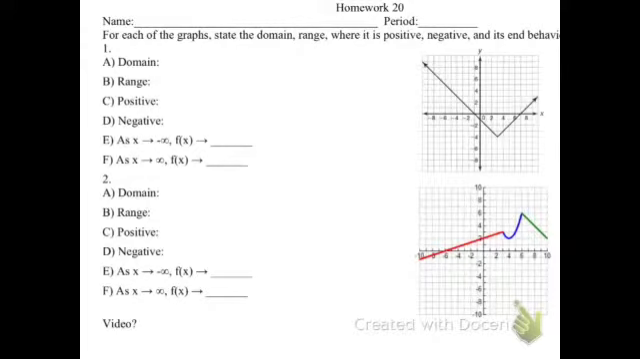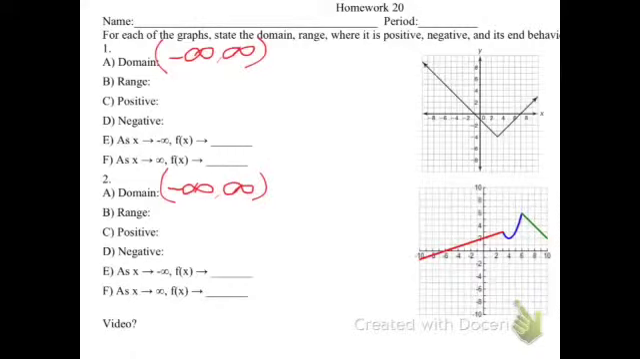Alright, for homework 20, you're writing down domain, range, where it's positive, where it's negative, and then the end behavior. What the function does is you go to negative infinity and positive infinity. Okay, domain, possible x's. So look at your graph. Since it continues on forever to the left and to the right, your domain is going to be from negative infinity to positive infinity. Okay, and if you jump over to this next one, notice how it does the same thing, keeps going left, keeps going right. So you're going to write down the same thing for your domain there.